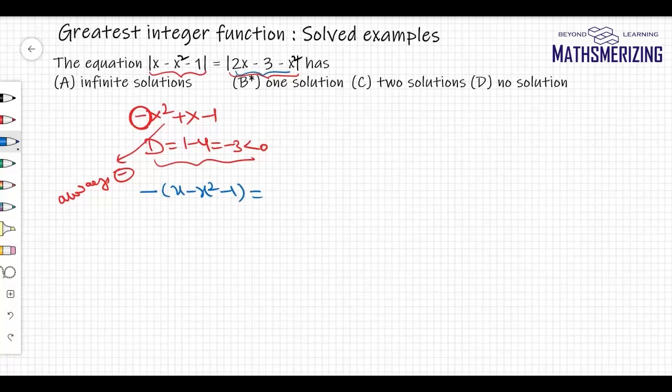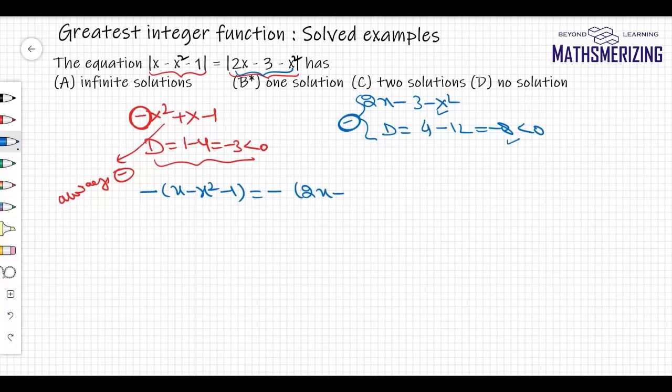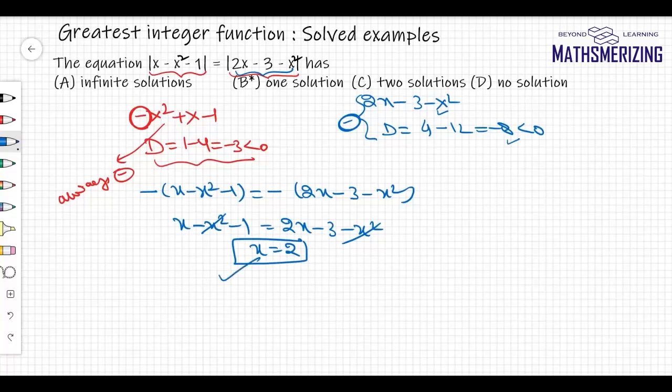Now what about the other expression? This is 2x minus 3 minus x square. The value of d here is 4 minus 12, which is minus 8, which again is less than 0. So again d less than 0 and a less than 0. So it clearly means this is always negative. Again, if I have to remove this mod, I write minus. So there will be minus of 2x minus 3 minus x square. So I can write it as x minus x square minus 1 and 2x minus 3 minus x square. So I'll cancel this. So what I'll get is x equals 2. So the only solution to this equation is x equals 2.